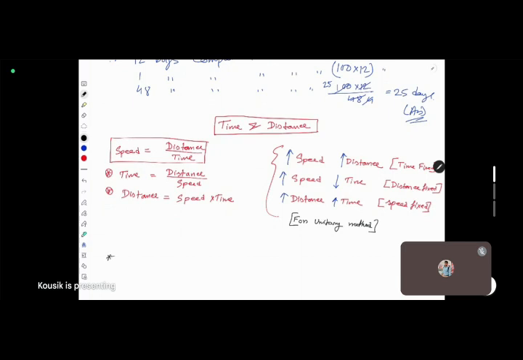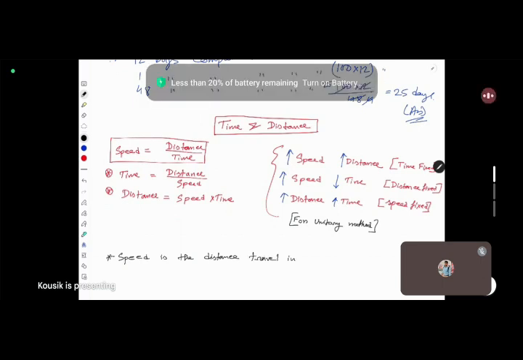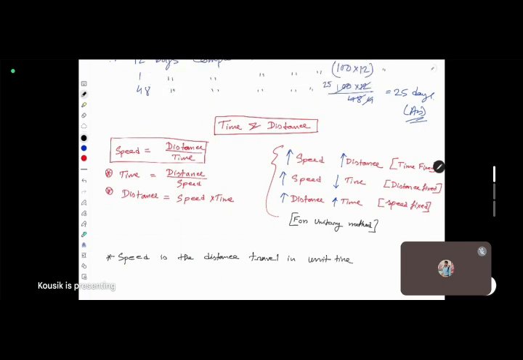So speed is the distance travelled in unit time. Remember, unit time. The speed is the distance travelled in unit time.